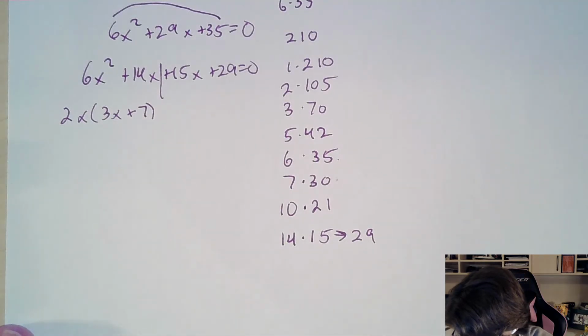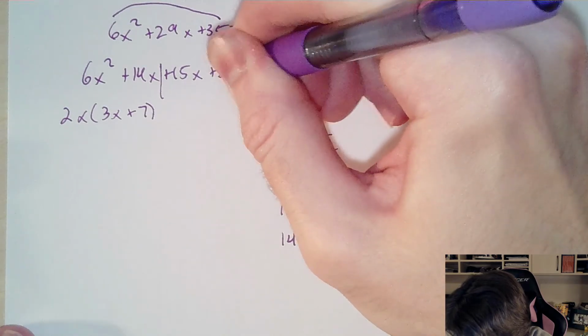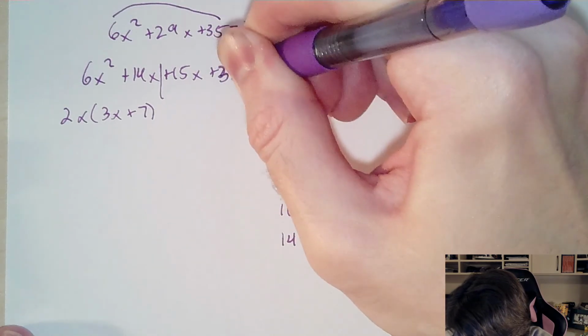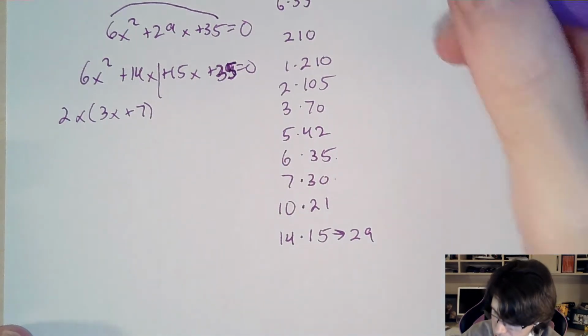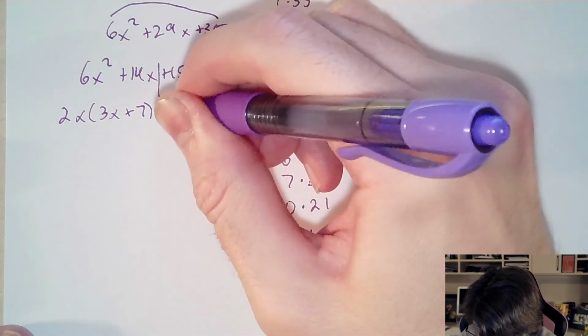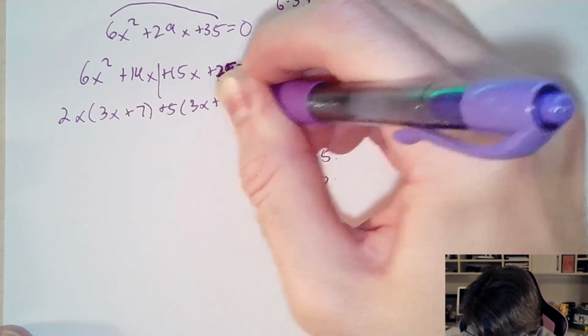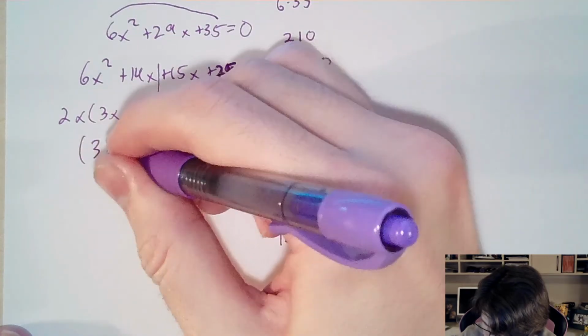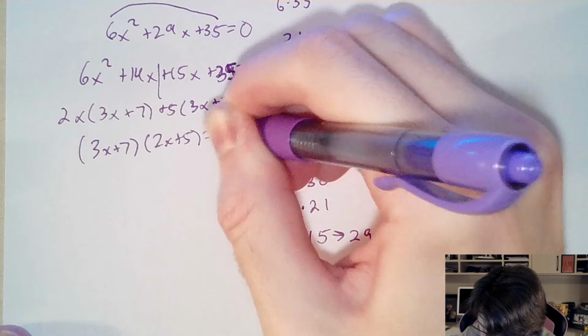These two guys, wait. Oh, this should have been a 35. I wrote 29. What a disaster. How come no one told me? I'm sure someone did. That should have been 35. Anyways, these guys factor out a 5, and that'll give us 3x plus a 7. 3x plus 7 times 2x plus 5 equal to 0.